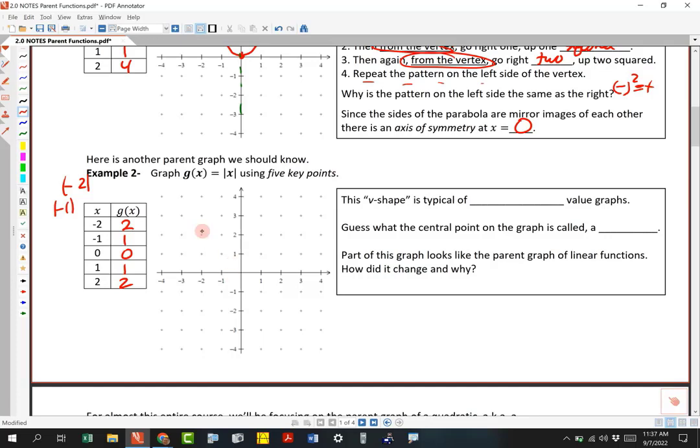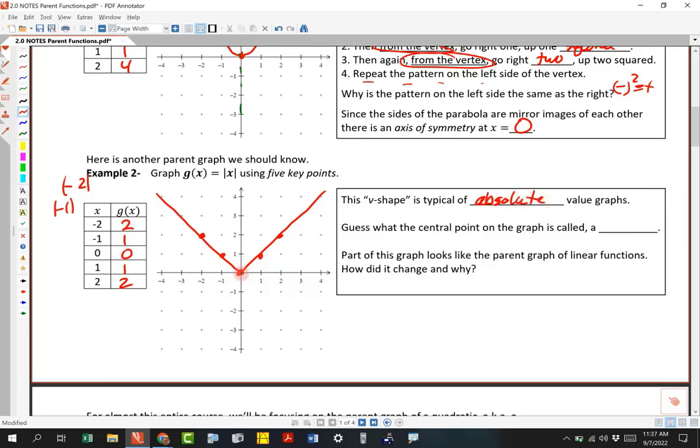So let's graph these. Negative 2, 2; negative 1, 1; 0, 0; 1, 1; 2, 2. So what we get here is a shape like this. Now, if you want to convince yourself, you could grab a couple of other points. You could plug in a 3. Absolute value of 3 is 3. Plug in a negative 4. Absolute value of negative 4 would be 4. We'd have this point up here and that point over there. This is very typical of absolute value graphs. When you get a V shape on a graph, it's very typical of absolute value graphs.